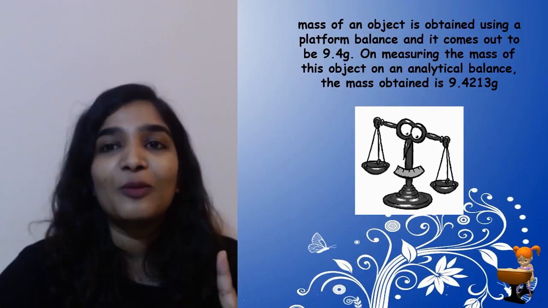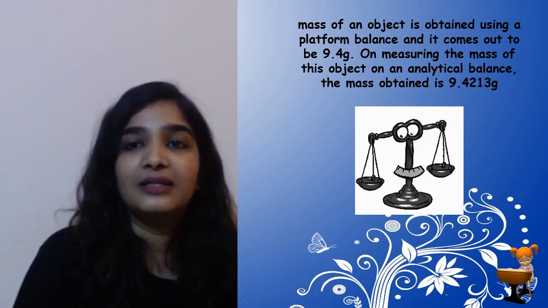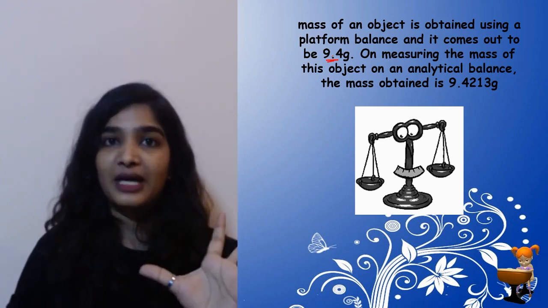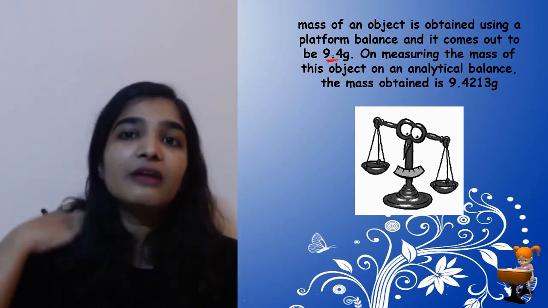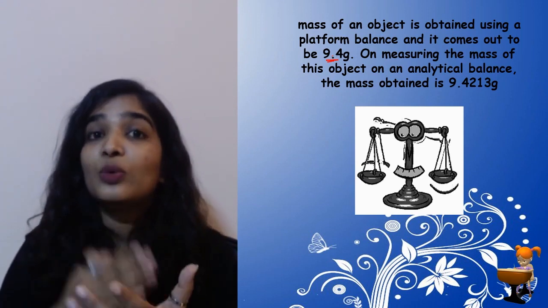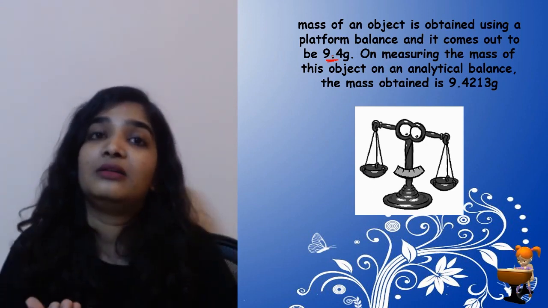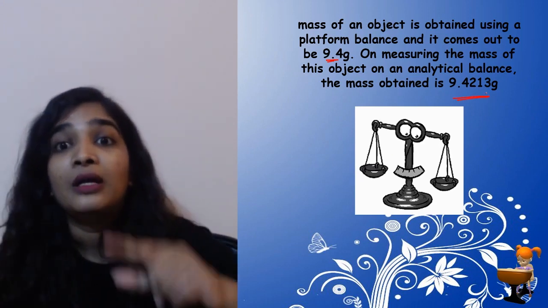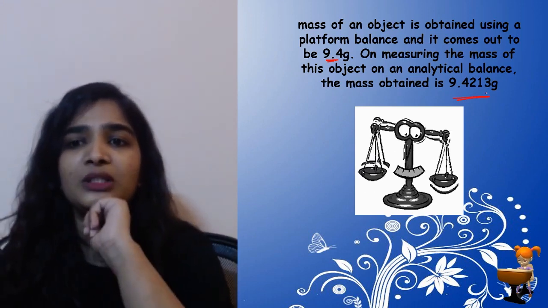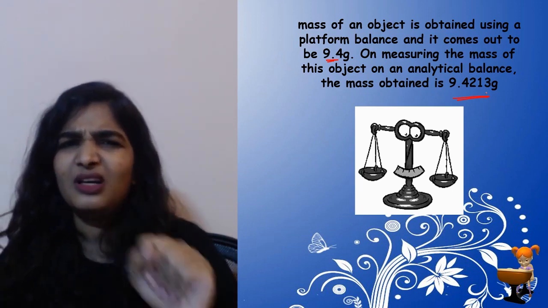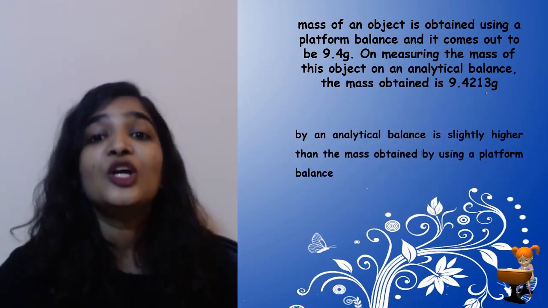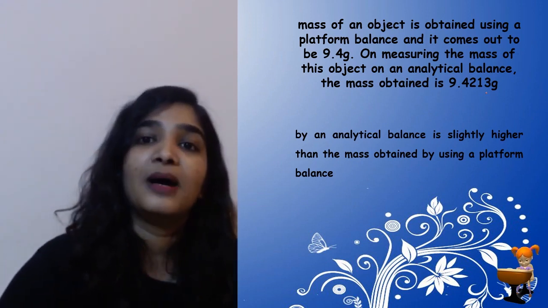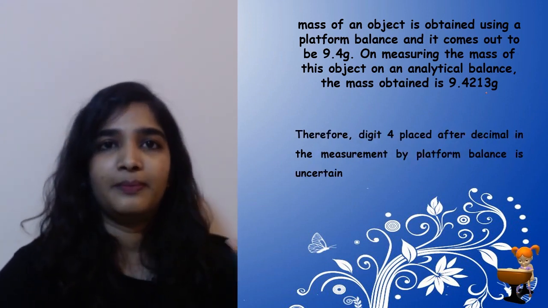So the mass of an object is obtained using a platform balance and it comes out to be 9.4. Okay, this is the platform balance. But in the labs, we use an analytical balance, which will give you a more accurate weight. So you will get 9.4213. 9.4, 9.4213. You think they're the same, right? But the analytical balance is more precise than the mass obtained using a platform balance.